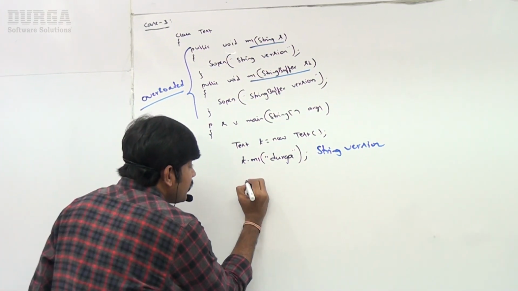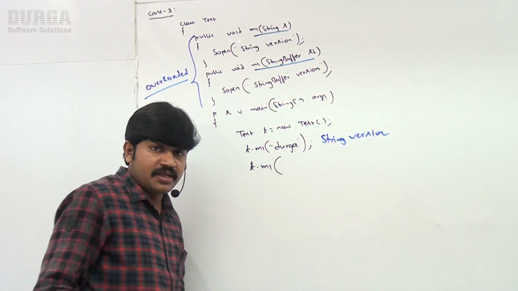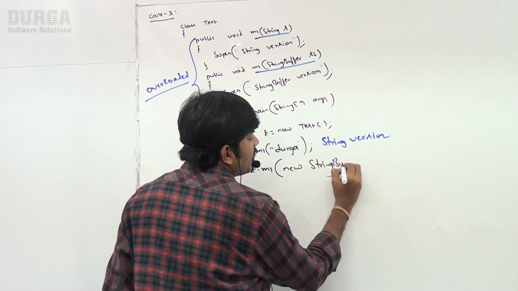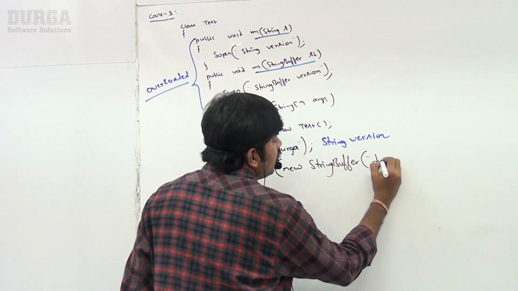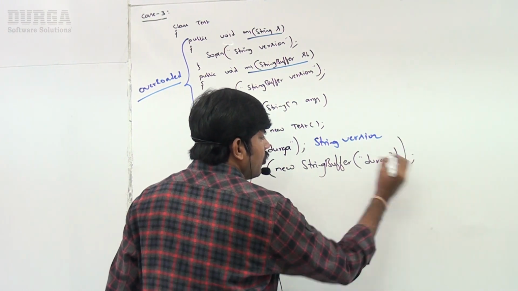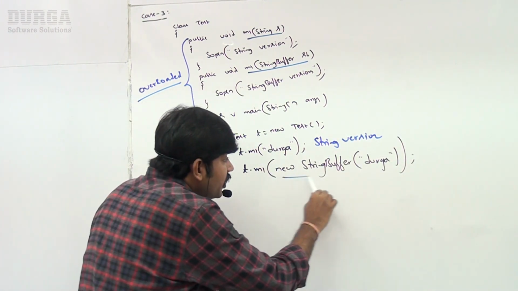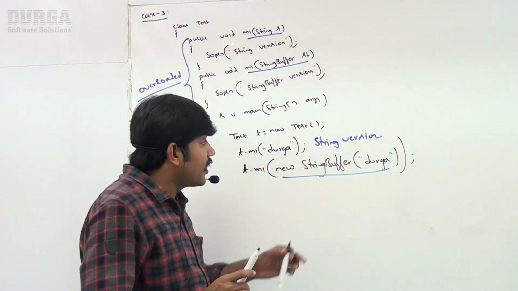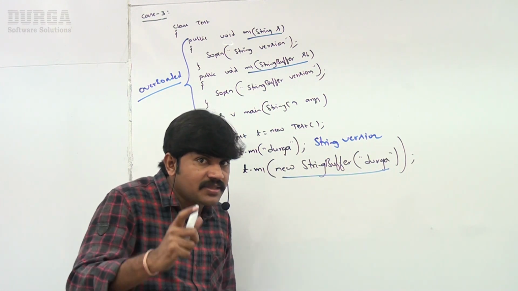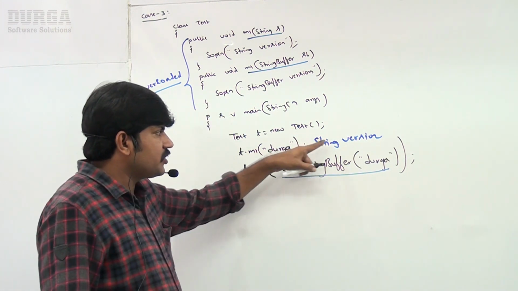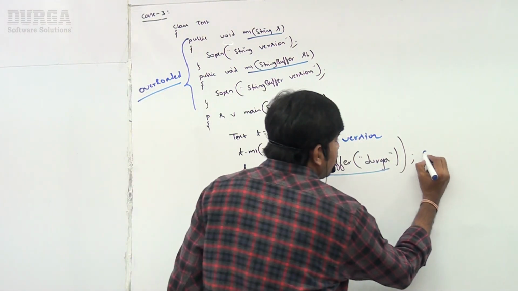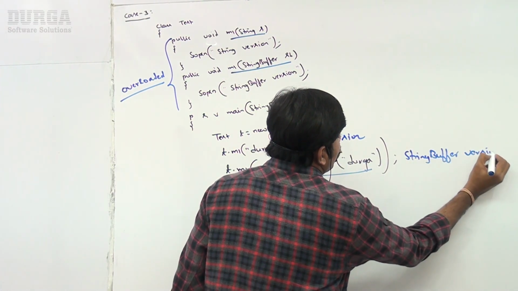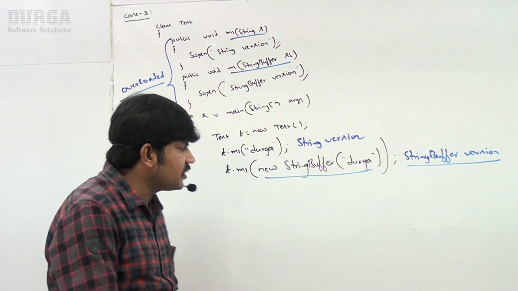Now t.m1(new StringBuffer("Durga")). I'm creating a StringBuffer object with the argument Durga. Do you know which argument I'm passing? A StringBuffer object. So in overloading, exact match always gets the highest priority. Here there are String and StringBuffer versions, so the StringBuffer version will get the chance.